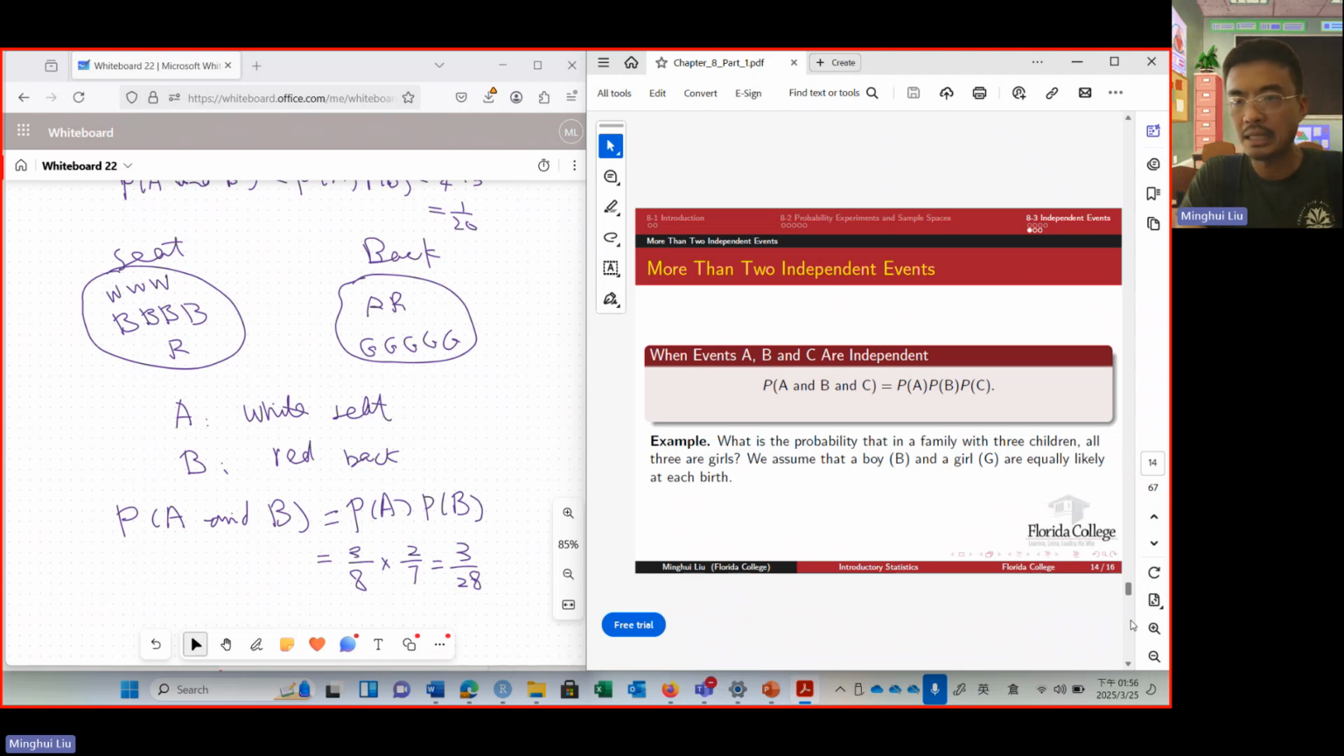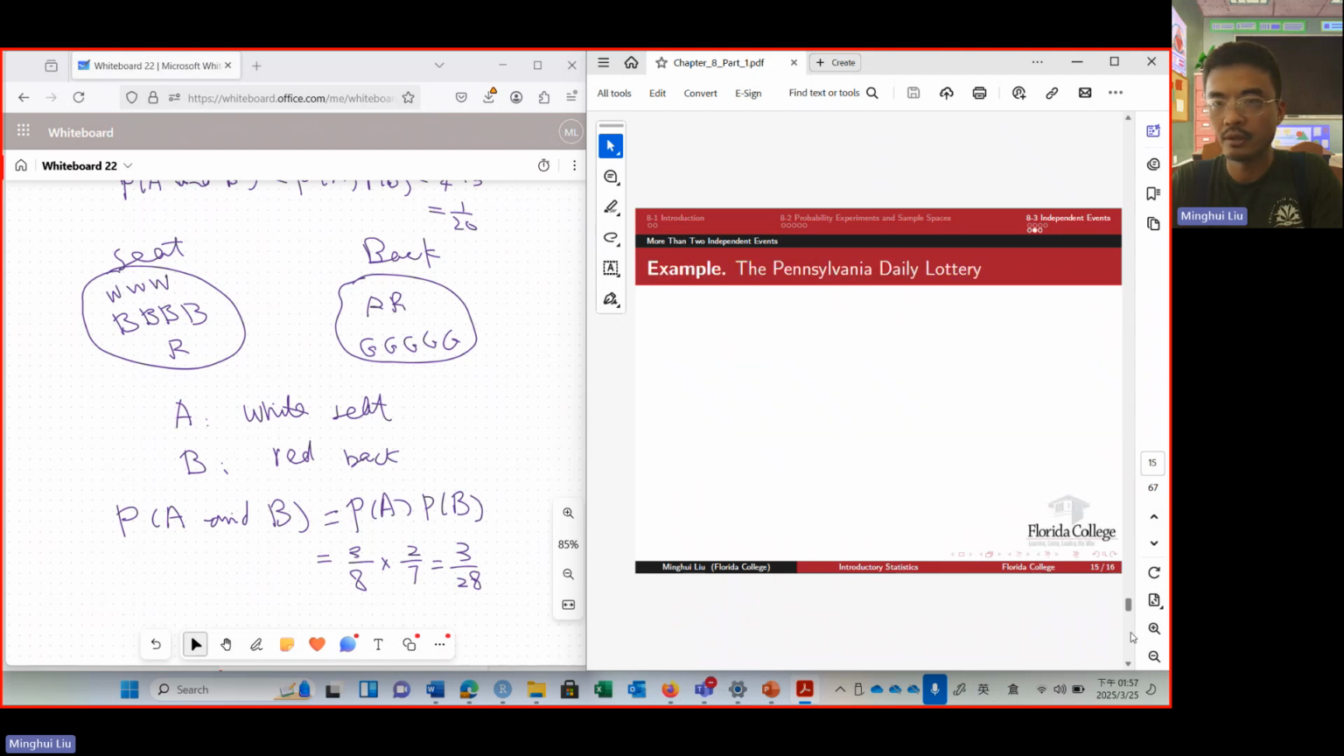And assuming they are independent, we're looking at P of the first one, the second one, and the third one all being girls. So that's equal to the product of P of the first one being a girl, that's 1/2, times P of the second one being a girl, that's 1/2, times P of the third one being a girl, that's also 1/2. So the result is equal to 1 over 8. Okay, and now let's take a look at the next example, the Pennsylvania Lottery.